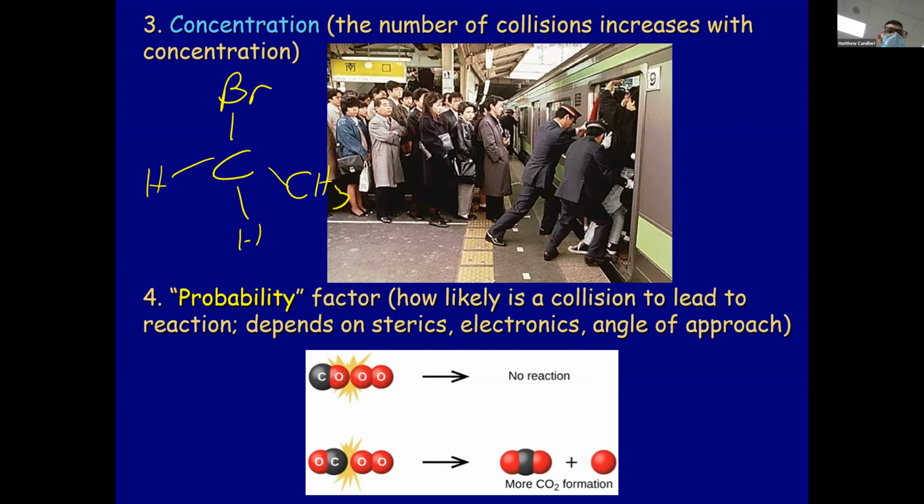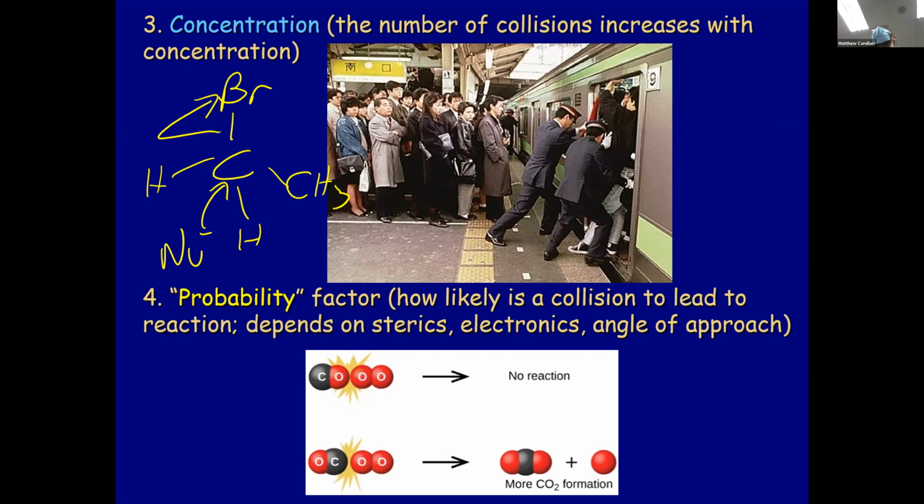Okay? For the SN2 mechanism, the reaction must be from behind. If it doesn't happen from behind, it will not work. So the nucleophile must be on the opposite side of the bromine. Unless the approach is from the back, nothing will happen. There will be no interaction.